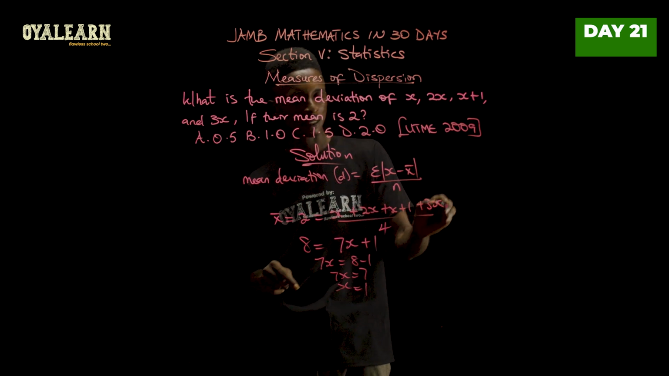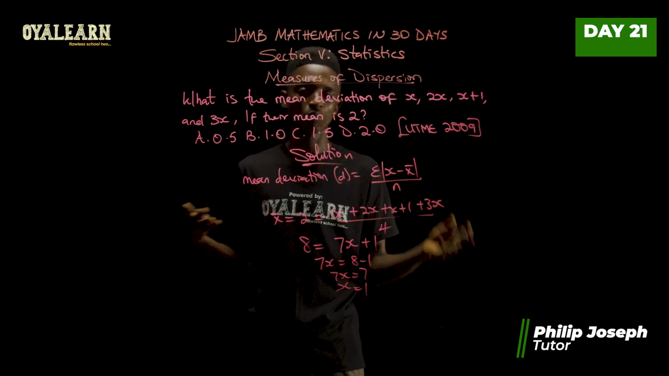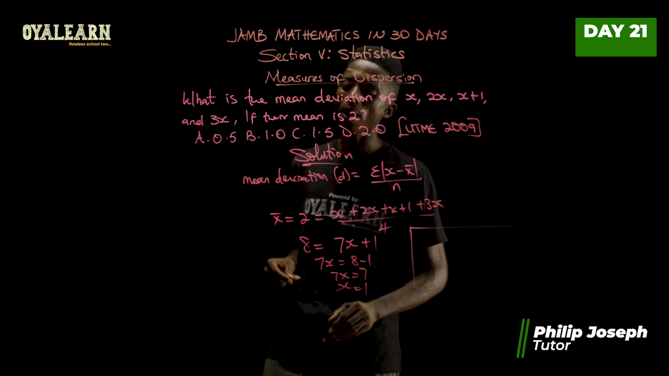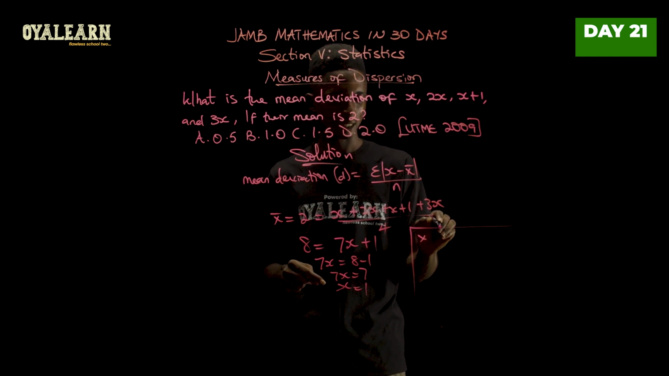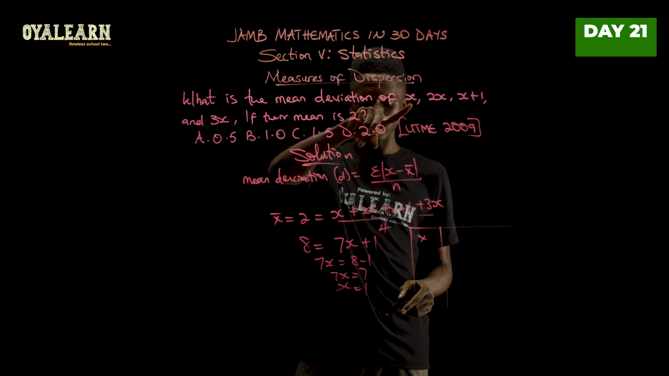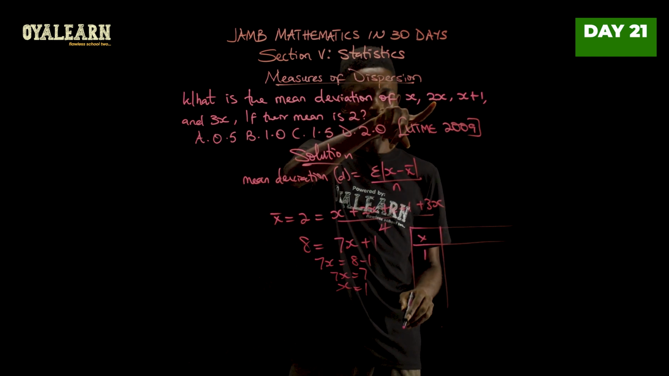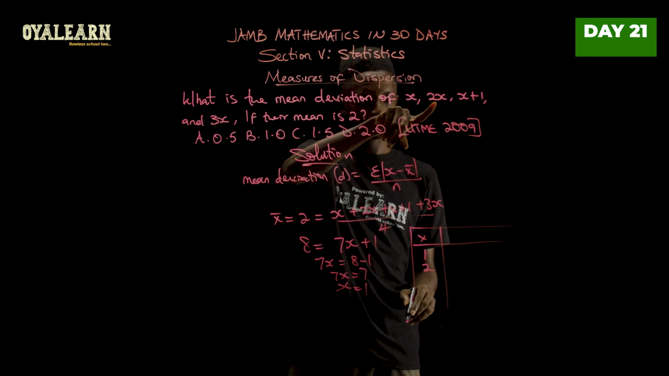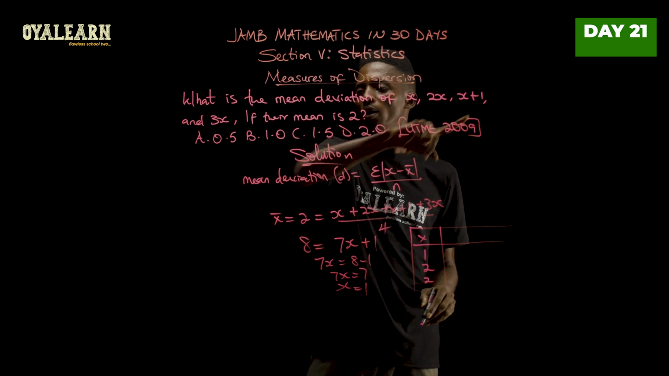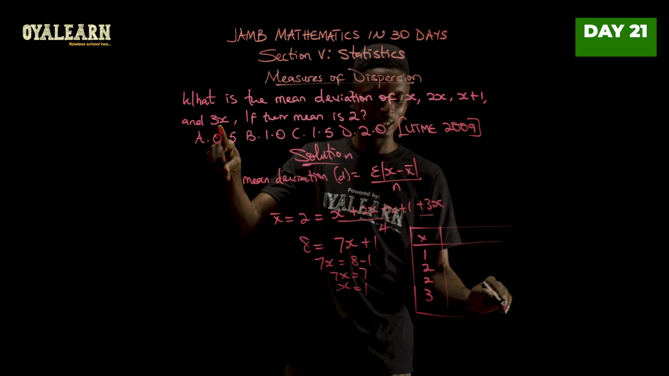Now that we have x, we can go on to find our mean deviation. One of the easy ways to do it without error is to apply the table. So in the table, we have x. Remember we know the value of x now, so in this case, this x would be 1. 2x will be 2 times 1, which is 2. This will be 1 plus 1, that will be 2. And then this will be 3 times 1, so we have 3. Those are the values of x.